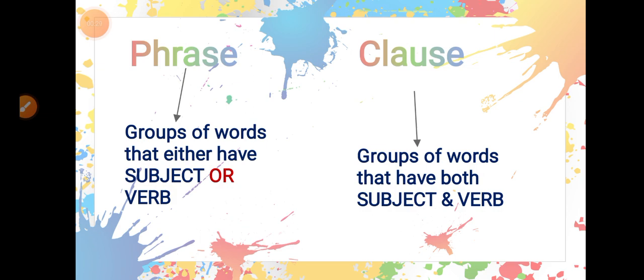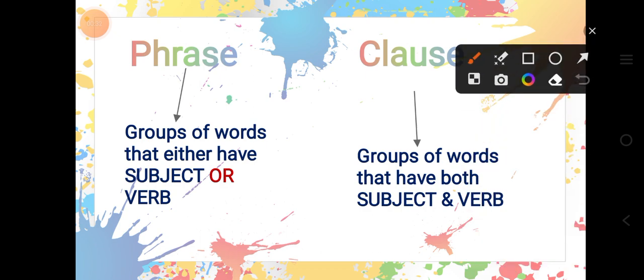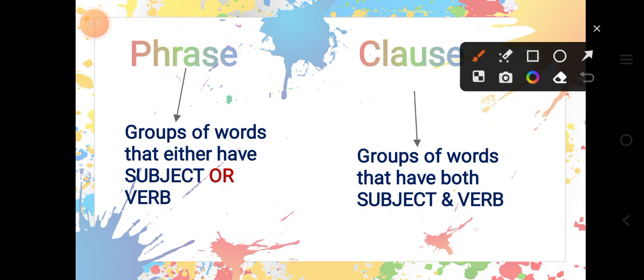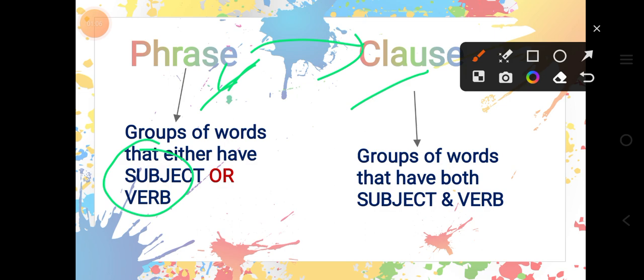A phrase is a group of words that has either a subject or a verb. At a time, we cannot find both subject and verb in a group of words. The totally opposite is the clause, which means in a group of words you will find both verb and subject. You have to remember two things: verb and subject. If verb and subject are present at a time in a group of words or in a sentence, that is a clause. And if we have either a subject or a verb, that will be a phrase.